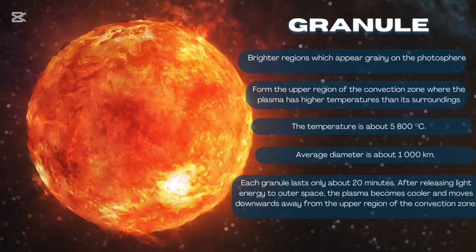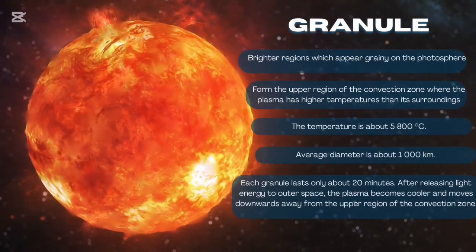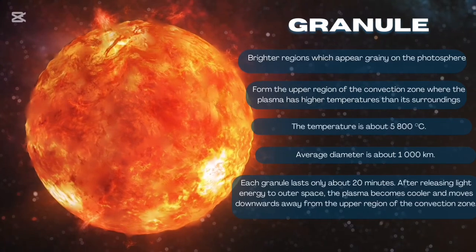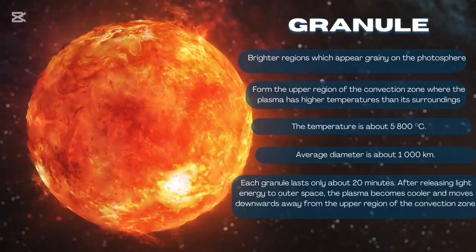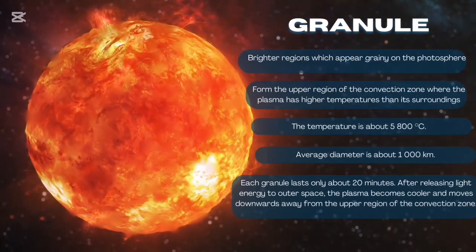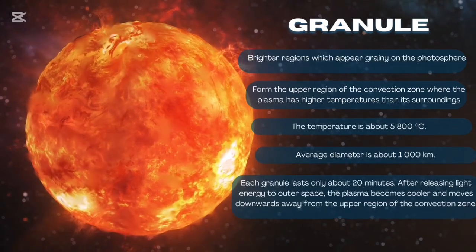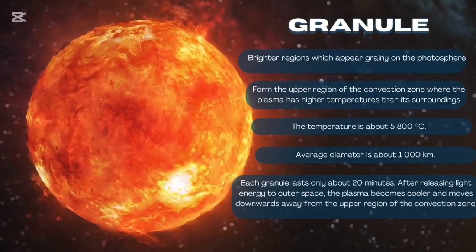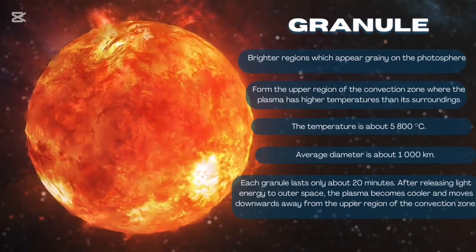Right, firstly we're gonna talk about granules. Granules are the brighter regions which appear grainy on the photosphere. Granules form the upper regions of the convection zone where the plasma has higher temperatures than its surroundings. The temperature of granules is about 5,800 Celsius. Average diameter of a granule is about 1,000 km.